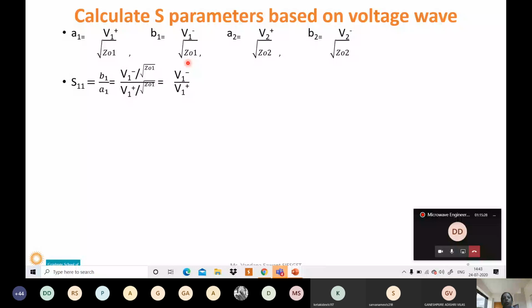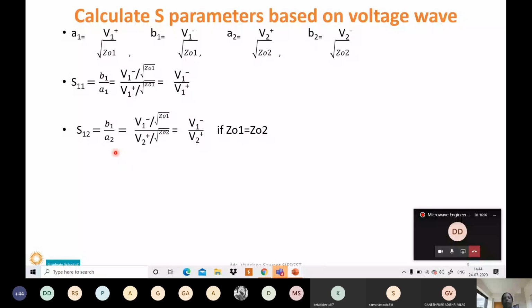Okay. Similarly, we can calculate S12. S12 is equal to what? As 1 is the first number, and the first number is always the reflected signal number, S12 is equal to B1, and 2 is the second number. The second number stands for the incident wave. So B1 divided by A2. What is the B1 value? V1 minus divided by under root of Z01. And what is the A2 value? A2 is equal to V2 plus divided by under root of Z02. So this will be the formula.